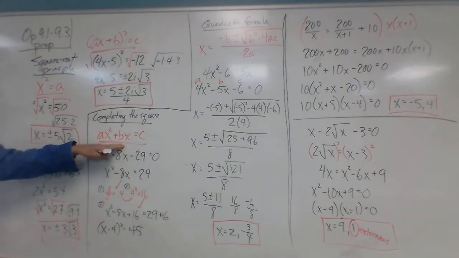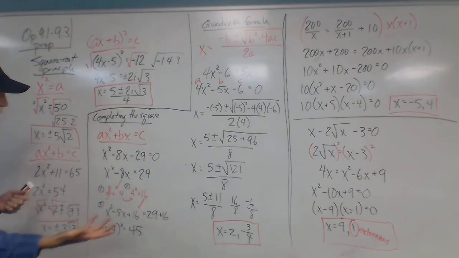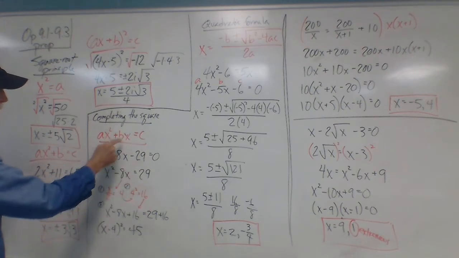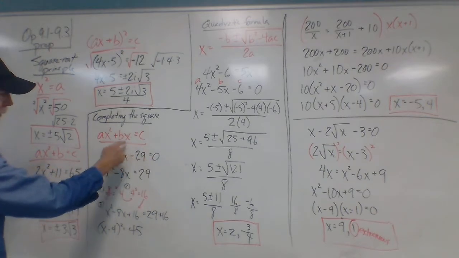Well, let's look at something that's in this form. If we have something that's in this form, think about it. If you move the C over, you have something that's in standard form, and that's exactly what we're going to do. So here I've got something that's in this form. Well, this is in standard form, so I'm going to put it in this form.